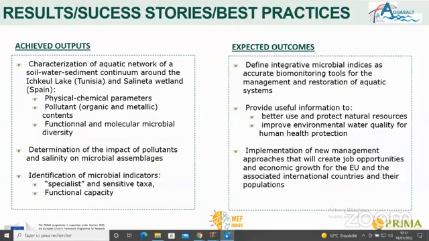The achieved outputs of Aquasalt are the characterization of the aquatic network of a soil-water-sediment continuum around the Ichkeul Lake and Salinas wetland, including physical chemical parameters, pollutant contents, and functional and molecular microbial diversity. We have also determined the impact of pollutants and salinity on microbial assemblages and identified microbial indicators, including specialist and sensitive taxa and their functional capacity.